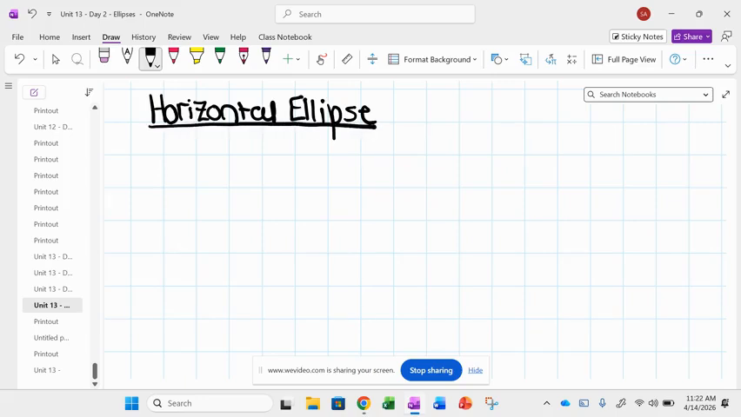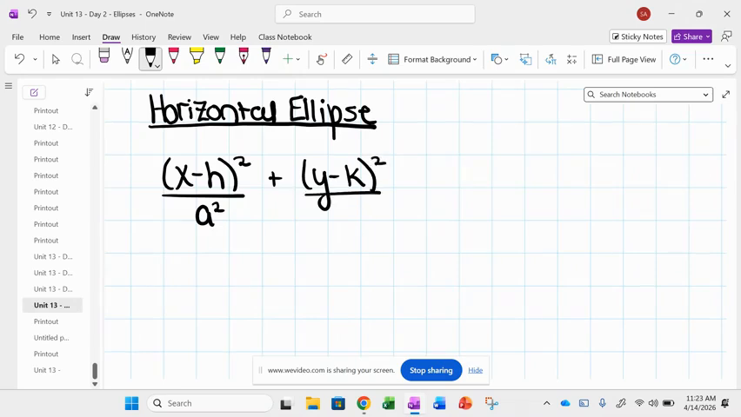So when we have a horizontal ellipse, it's long in which direction? Justin? The x, okay? It's long in the x direction. And the equation of a horizontal ellipse is going to be the quantity of x minus h squared over a squared plus, this is new, the quantity of y minus k squared over b squared equals 1.